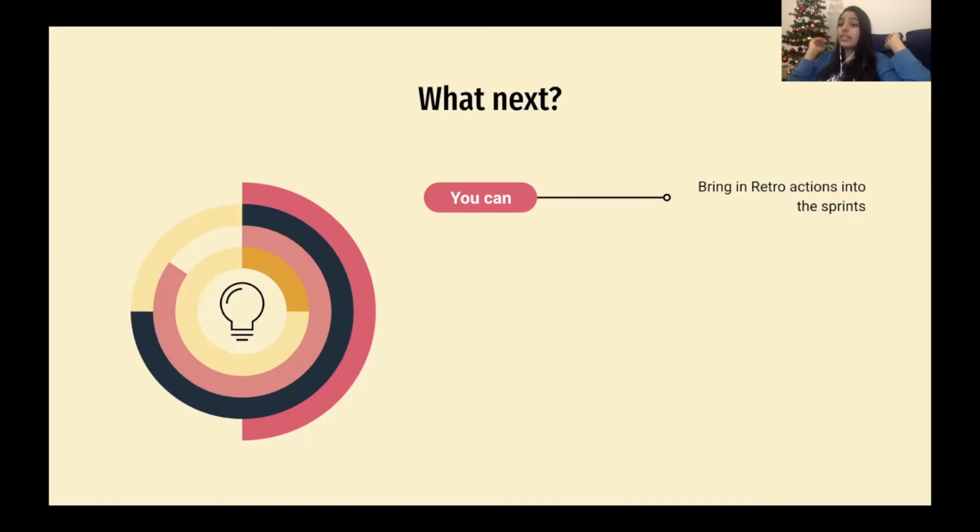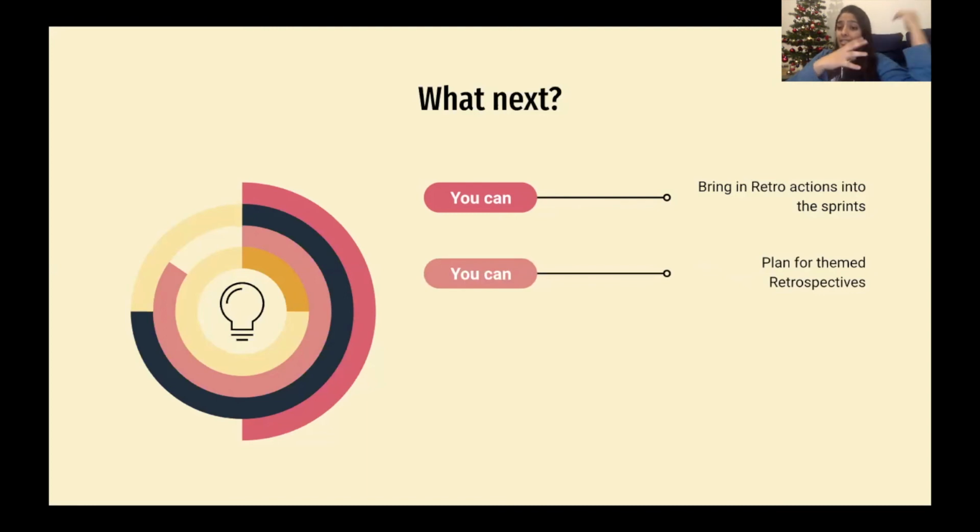Bring it in the sprint, assign it to somebody, and make sure they have enough time to address that action item. You could also plan for themed retrospectives. I gave you in the previous slide these 6 different ideas, right? Maybe you can initially just talk to your team about them and do a quick test run. Okay, guys, let's have a themed retrospective where we talk about the technical debt that's built up. Or let's have a themed retrospective where we talk about team dynamics.